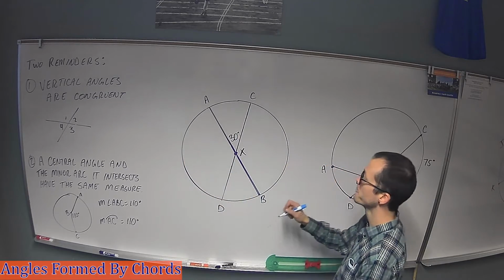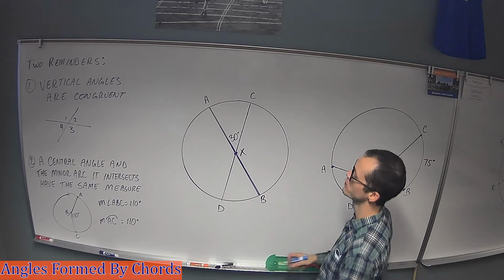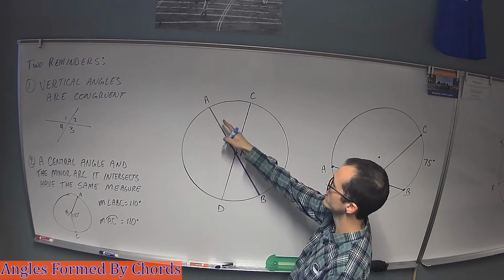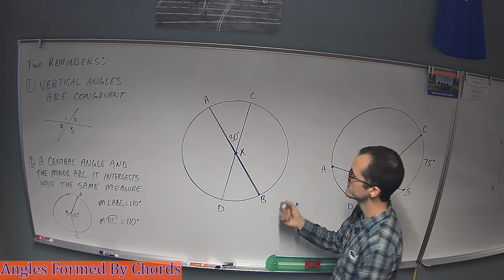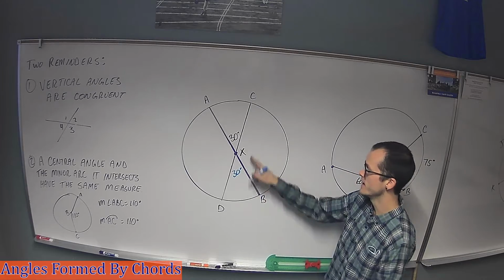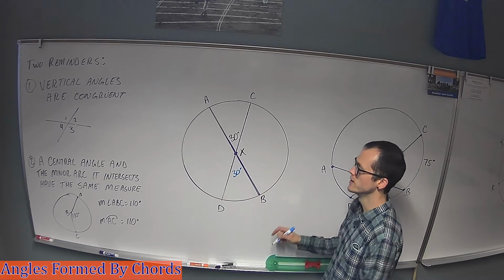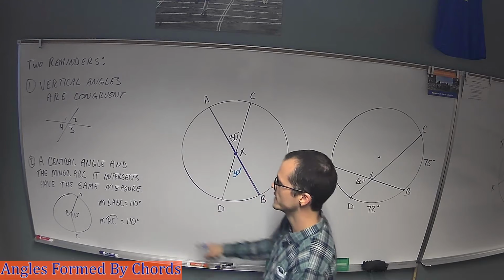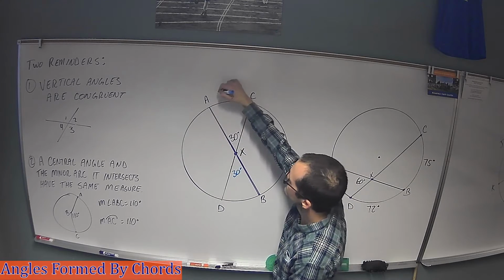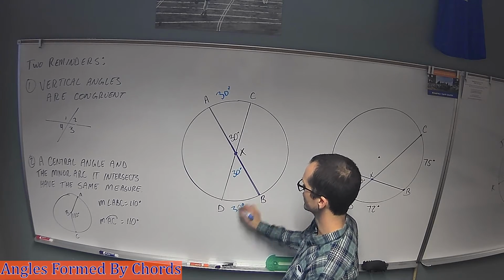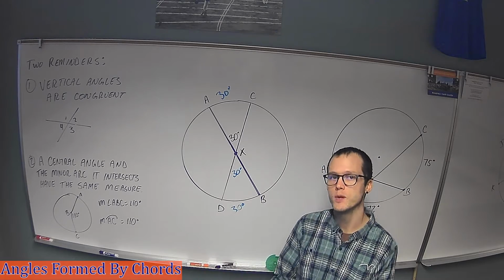Here's the new stuff. It's not entirely true. Let's explore a situation here. Say we have two diameters that intersect. We're given that angle AXC is 30 degrees. We know by vertical angles that this angle BXD is also 30 degrees. That's the first reminder. The second reminder over here, the central angle and minor arc have the same exact measure, meaning that arc AC has a measure of 30 degrees, arc BD has a measure of 30 degrees. Cool, so far it's easy, but not especially interesting.